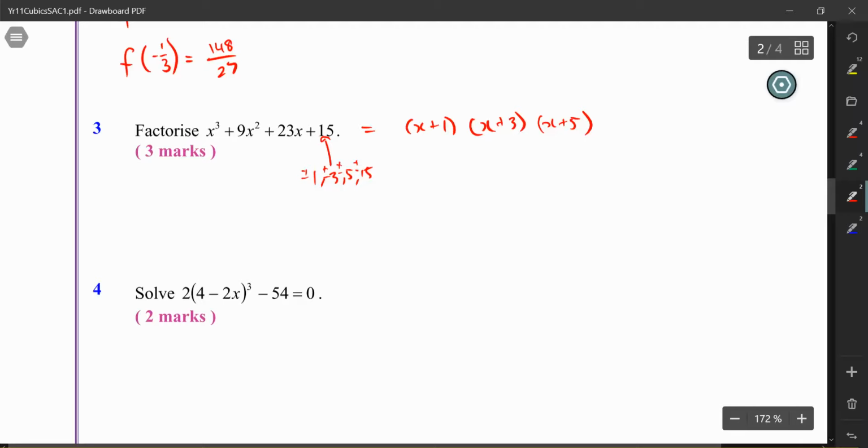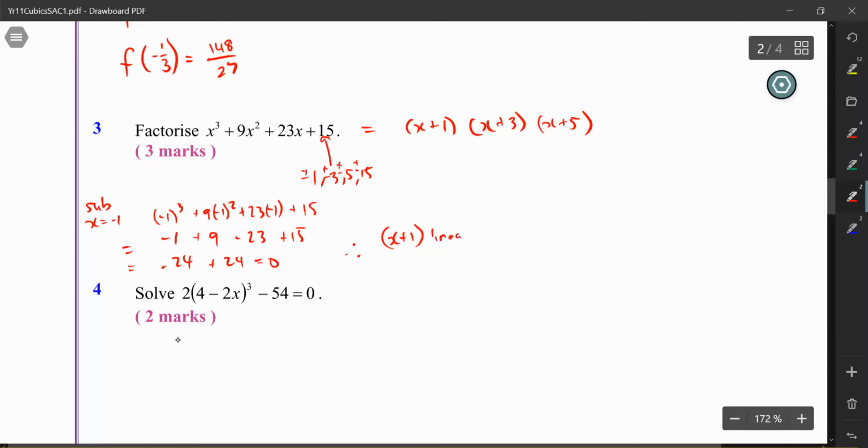Positive, negative, I would have tried positive 1 and negative 1. But since we know it's likely to be negative 1 because we've got the answer already, then you'd be subbing in negative 1. So you would try x equals negative 1, and you get negative 1 cubed plus 9 times negative 1 squared plus 23 times negative 1 plus 15, which works out to be negative 1 plus 9 minus 23 plus 15. Minus 1 minus 23 is negative 24, and 9 plus 15 is 24, so it gives you 0. So therefore, if x equals negative 1 is a root, then x plus 1 is your linear factor.